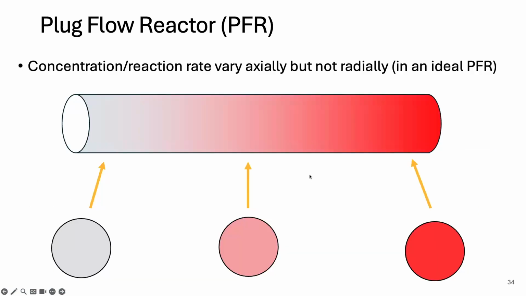So the key things we need to keep in mind for a plug flow reactor, again, is that the concentration and reaction rate are going to vary axially. Okay, so as the reactions go down the length of the reactor, but not radially. Okay, not from the center to the wall.